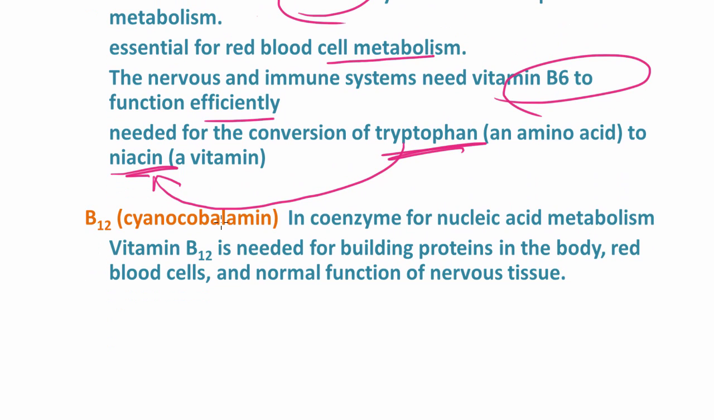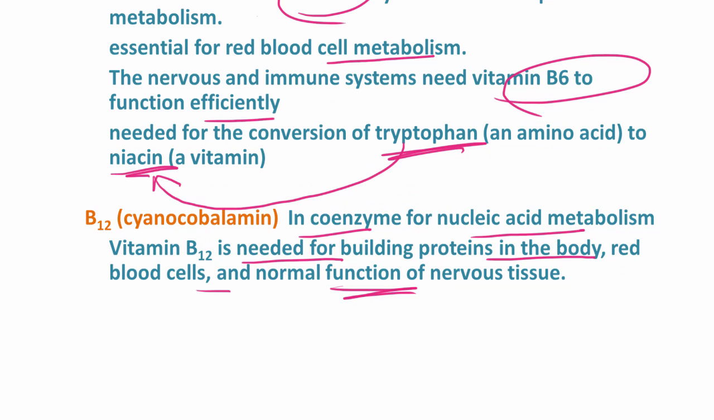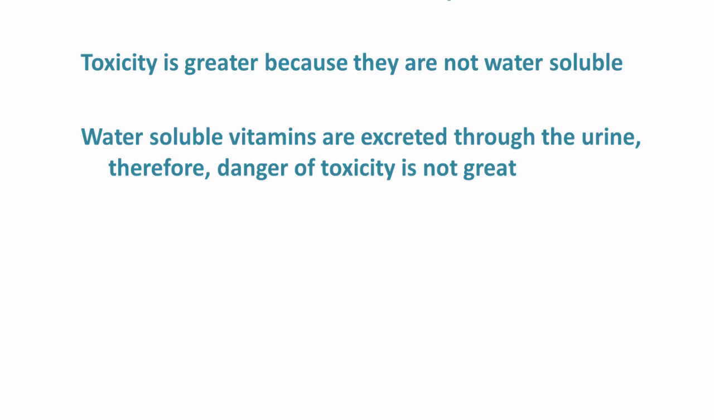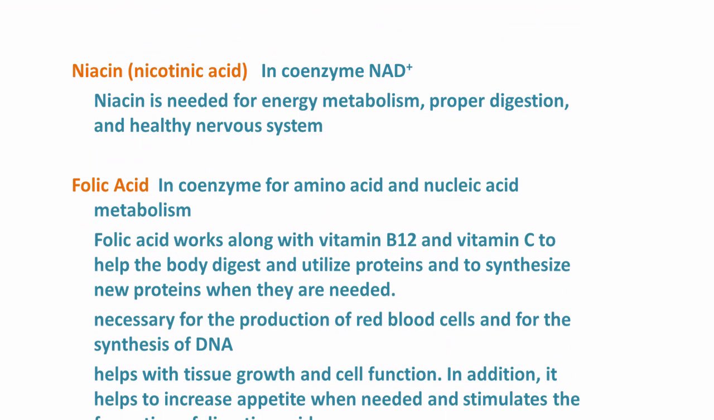And then there's B12. This is also in a coenzyme for nucleic acid metabolism, so the metabolism of the RNAs and DNAs. Vitamin B12 is needed for building proteins in the body, red blood cells, and also for nervous tissue function. So let's go up here now. We just have a few more that I want to go over.